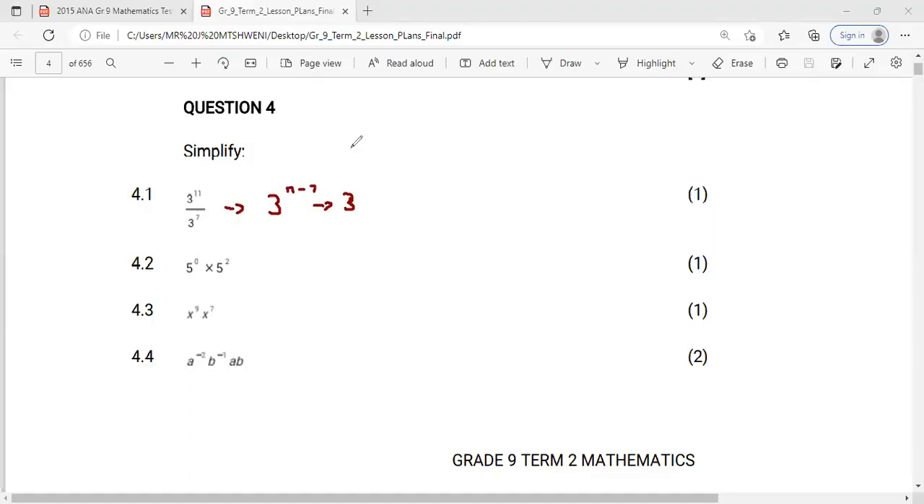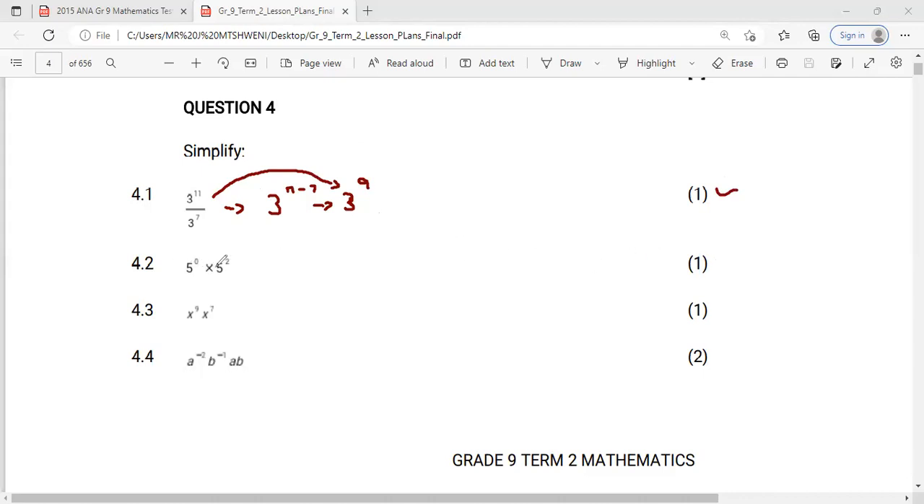3 to exponent what? 4. But you can move directly from there to here. It's fine. That's why they said 1 mark. Even this one is 1 mark.